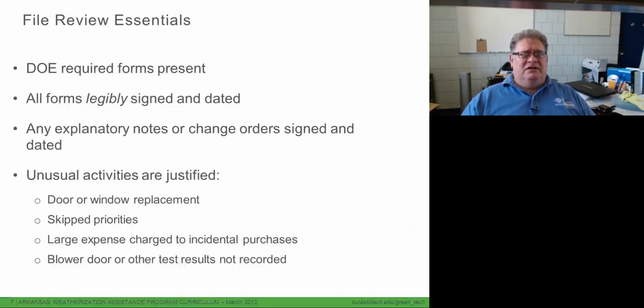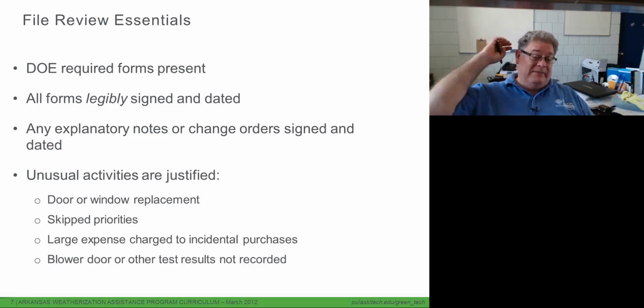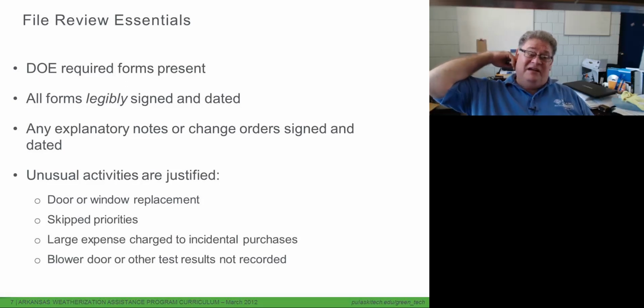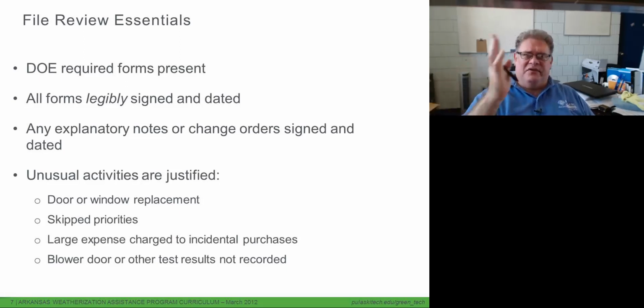Okay. So some of the essentials that we're looking for is making sure that the paper trail is completely there. DOE requires certain forms, and all of those forms should be there. We just went through what some of those were. They also need to be legibly signed and dated. Sometimes we need to ask the clients to sign their name again in a way that is easily read. Any explanatory notes or change orders should be signed and dated.